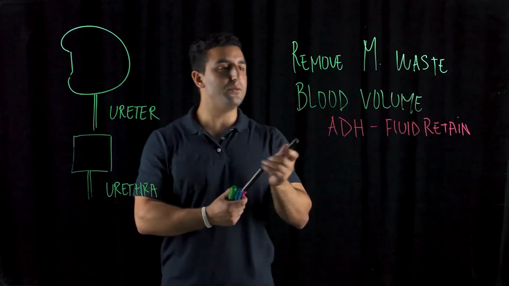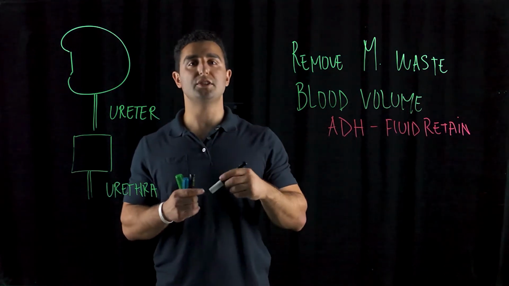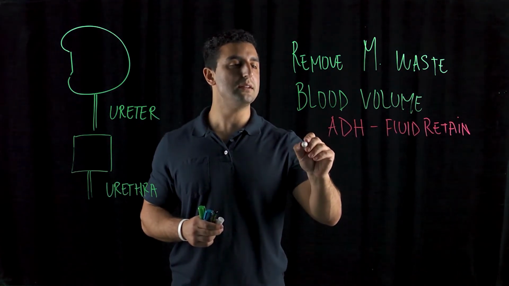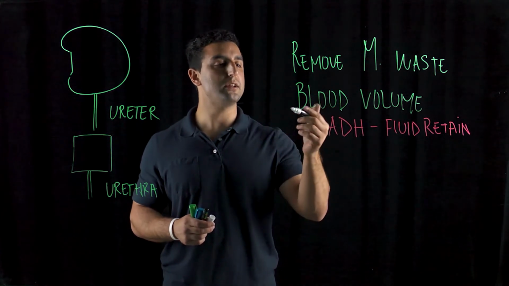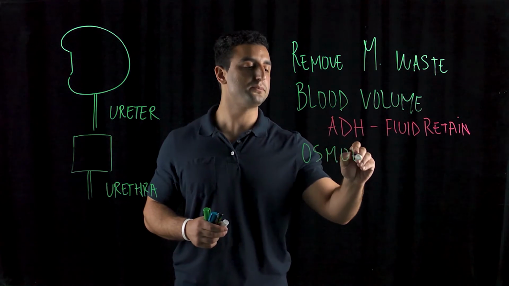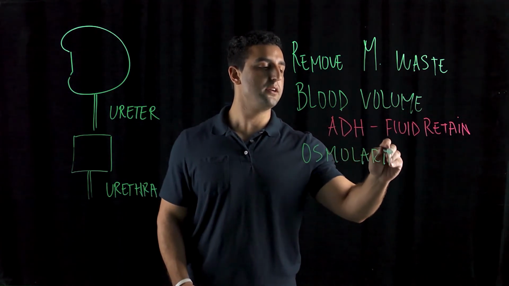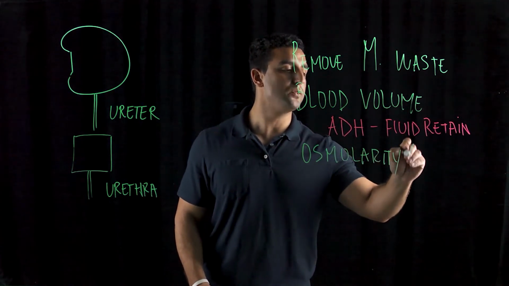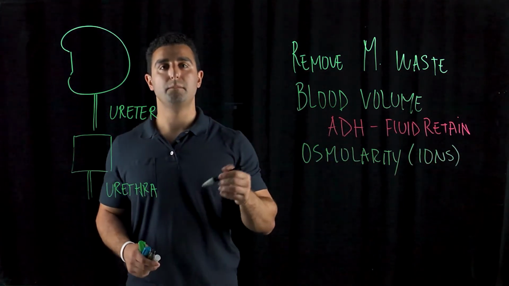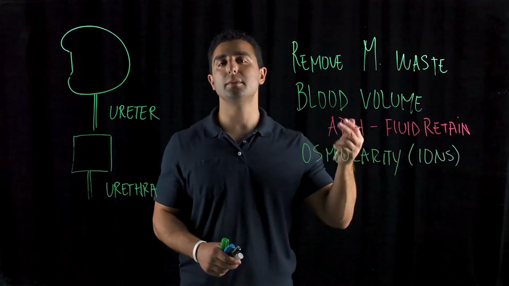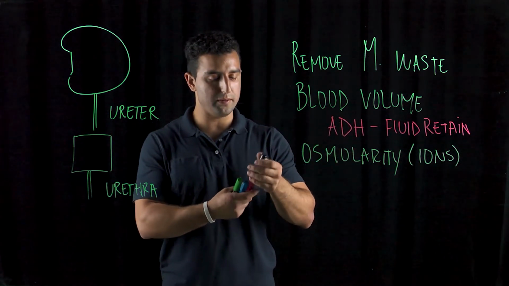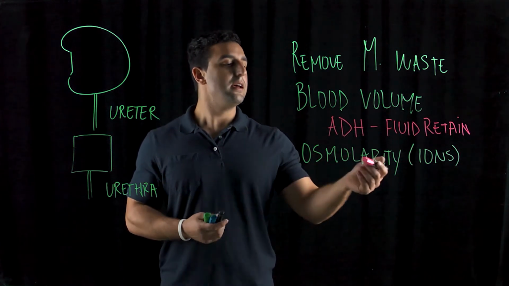What else does it do? It regulates the extracellular ions as well. So these two, blood volume could be for blood pressure, and then also regulation of osmolarity. Osmolarity is regulated via the ions. So what ions am I specifically talking about? Our salts: sodium, potassium, calcium, chlorine, magnesium, all of our metallic elements.